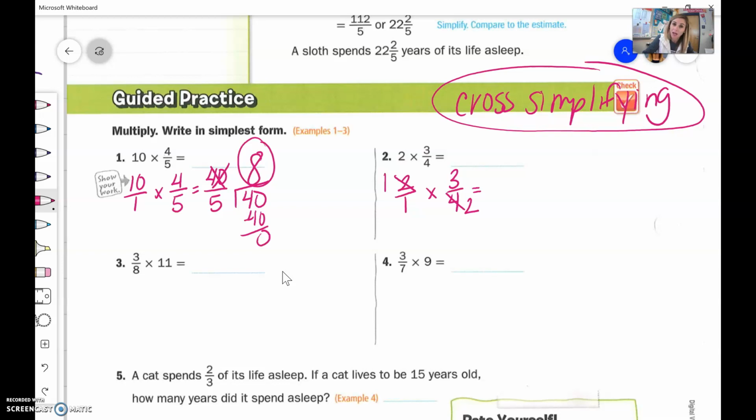Now I just multiply across. 1 times 3 is 3, and 1 times 2 is 2. And then I'm going to divide, because it's an improper fraction, and I get 1 and 1/2.